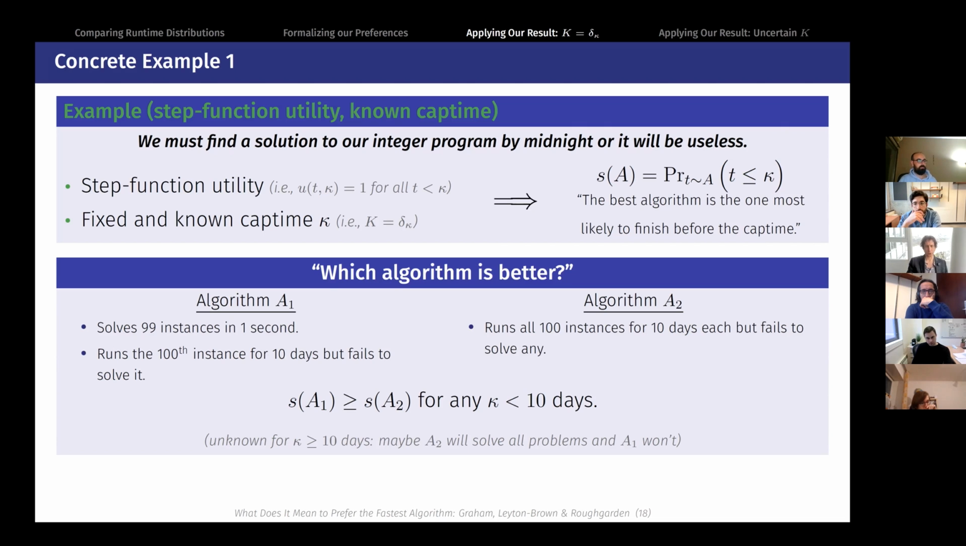And I can use this utility function to say which algorithm is better in the scenario I gave you before. It's going to say the thing that makes sense: if kappa is less than 10 days, then I prefer A1 to A2. And if kappa is greater than 10 days, I'm not sure anymore, because the average might start to change. It might be that in slightly more than 10 days, I guess it can't be 10 days until midnight, but anyway, you see the point that I'm making.